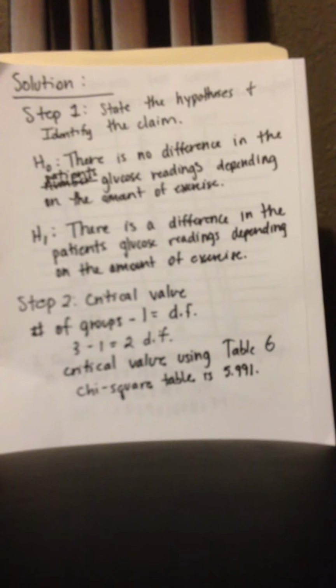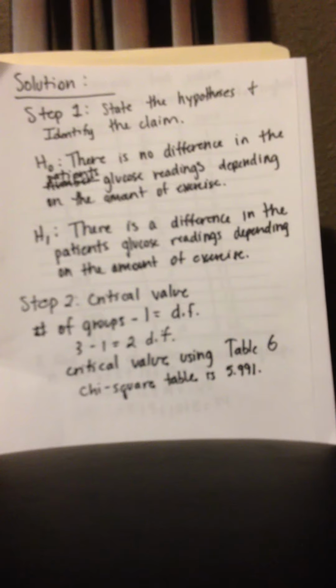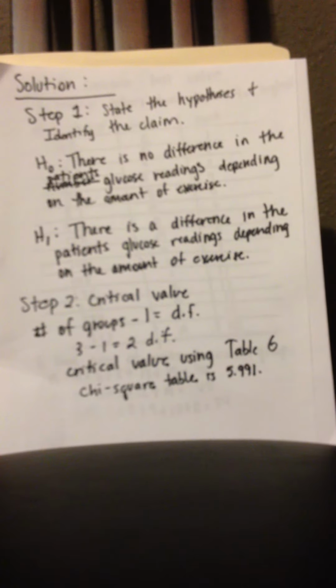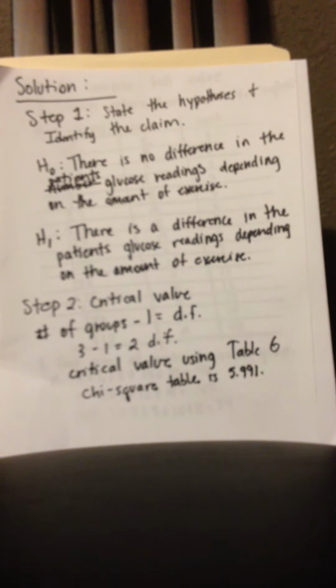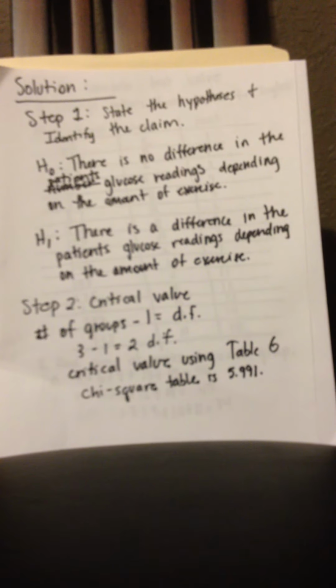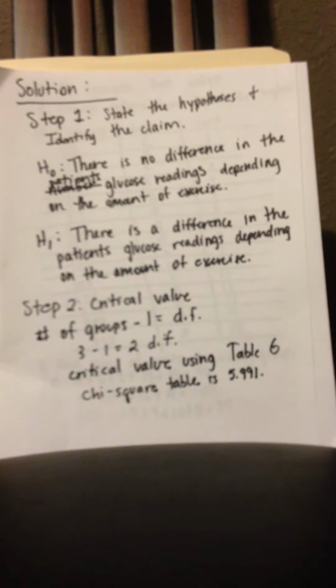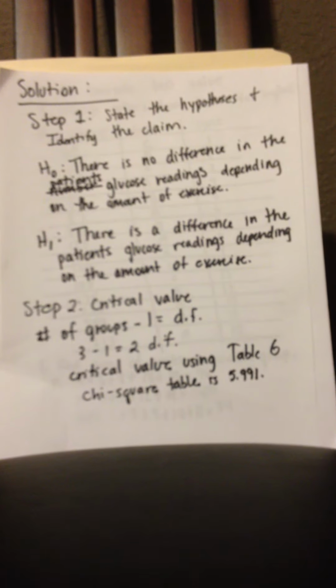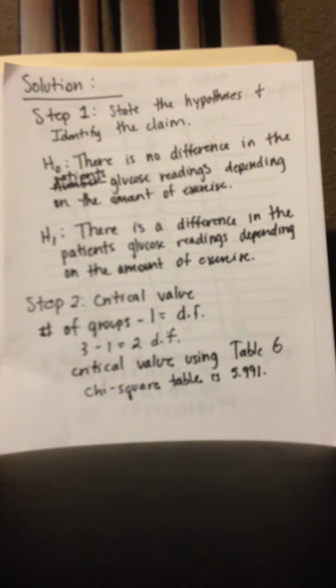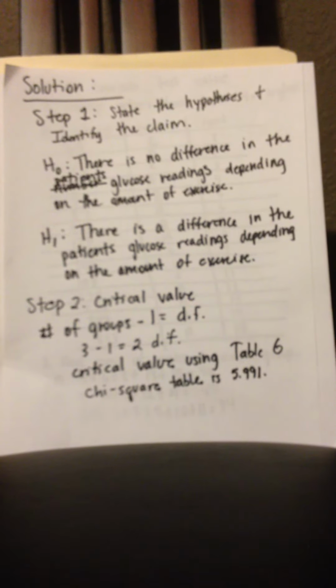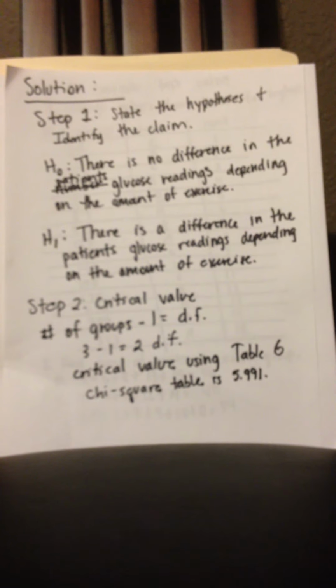So for the solution, first we have to state the hypothesis and identify the claim. The null hypothesis is there is no difference in the patient's blood glucose readings depending on the amount of exercise they receive throughout the week. The alternative hypothesis is there is a difference in the patient's glucose readings depending on the amount of exercise they receive throughout the week.